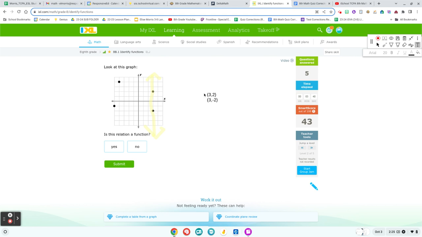So if you want to write your points down, that works for this situation. Sometimes though, there's too many points and you just want a quick way to check. And so you need to draw a vertical line up and down and see if it touches twice, that's a repeating x value. So that's not a function. So this is an example of not a function.